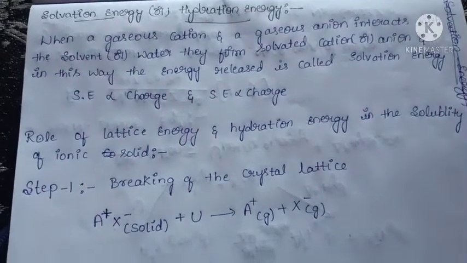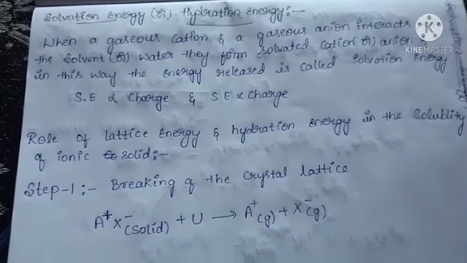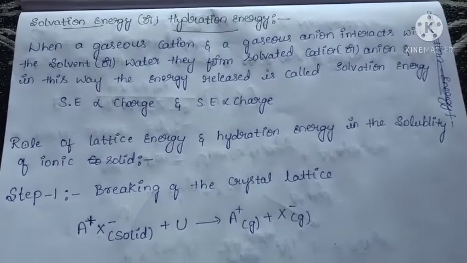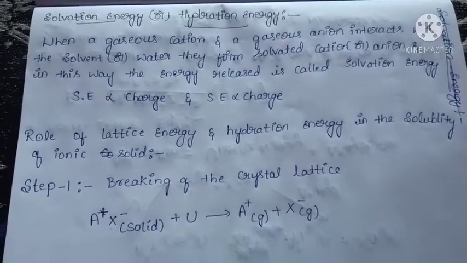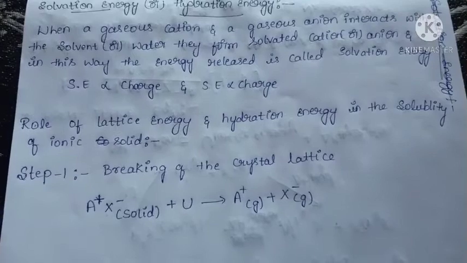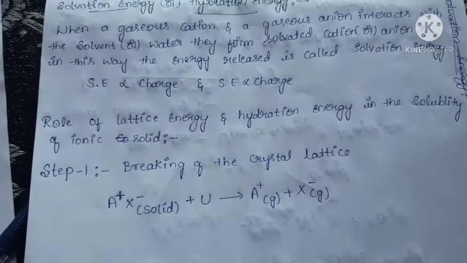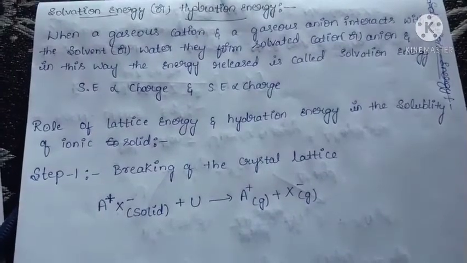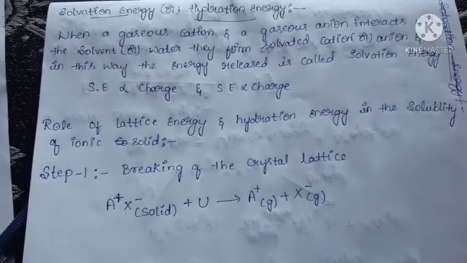And when the cations and anions are surrounded by water molecules, the energy that is released is called the solvation energy. Got it? It means when some solid, here we take an ionic compound, NaCl for example, is dissolved in water, when NaCl starts dissolving in water, the energy will be released. That energy is called the solvation energy.